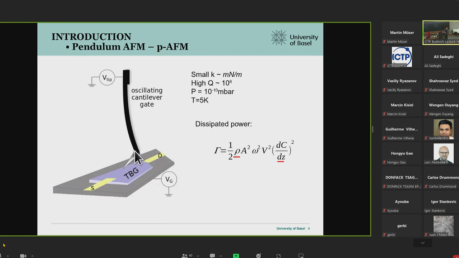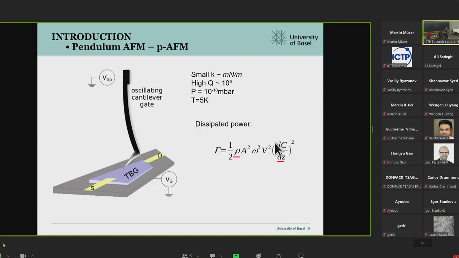This is not so difficult to understand. Basically, you can imagine that you have some static charges at the end of your tip. As you oscillate, this static charge creates an image charge in your sample, and so you create an oscillating current in the sample. If the resistance of the sample rises, Joule dissipation rises, which leads to a rise of dissipation.